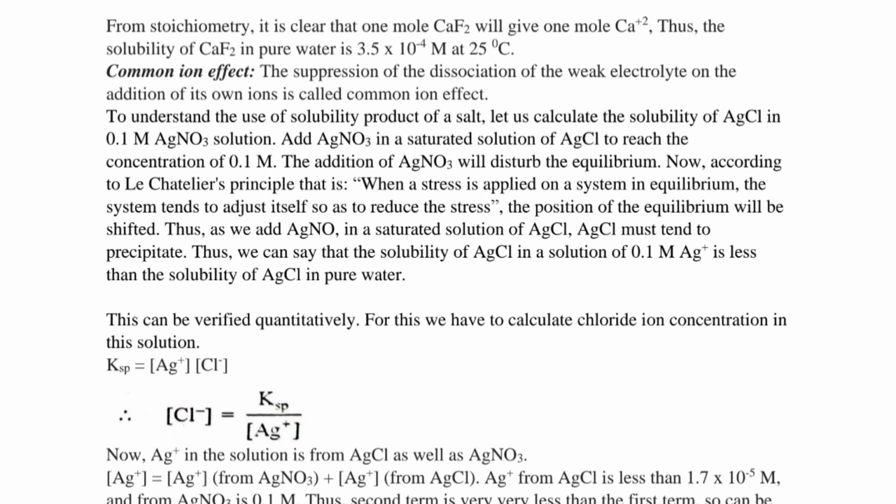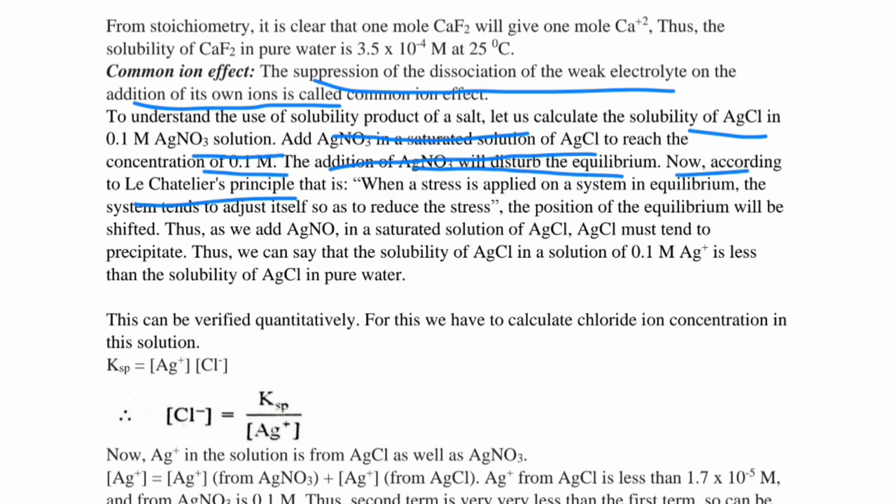Now we have the common ion effect. What is the common ion effect? The suppression of the dissociation of a weak electrolyte on the addition of its own ion is called the common ion effect. To understand the solubility of a solid, let us calculate the solubility of AgCl. We have a 0.1 molar AgNO3 solution. Add AgNO3 to a saturated solution of AgCl to reach a concentration of 0.1 molar. The addition of AgNO3 will disturb the equilibrium.